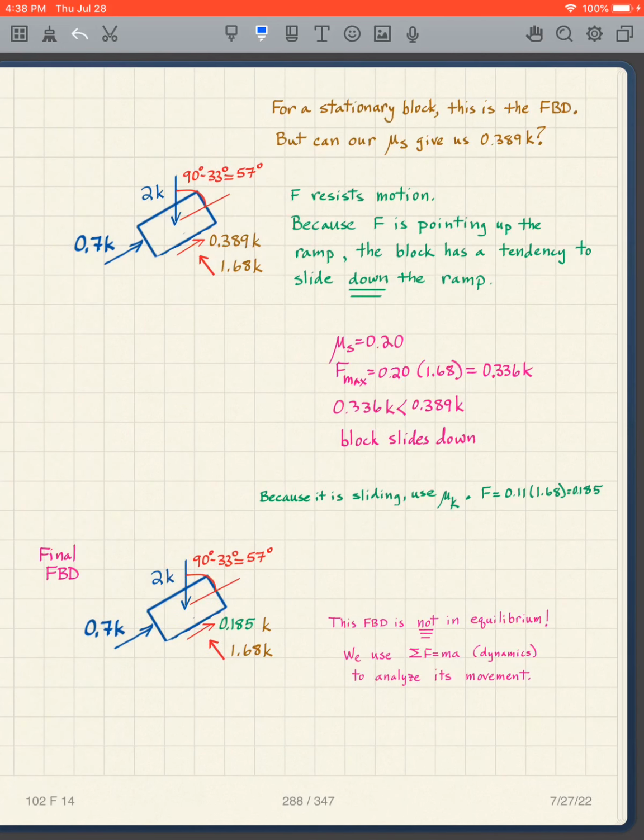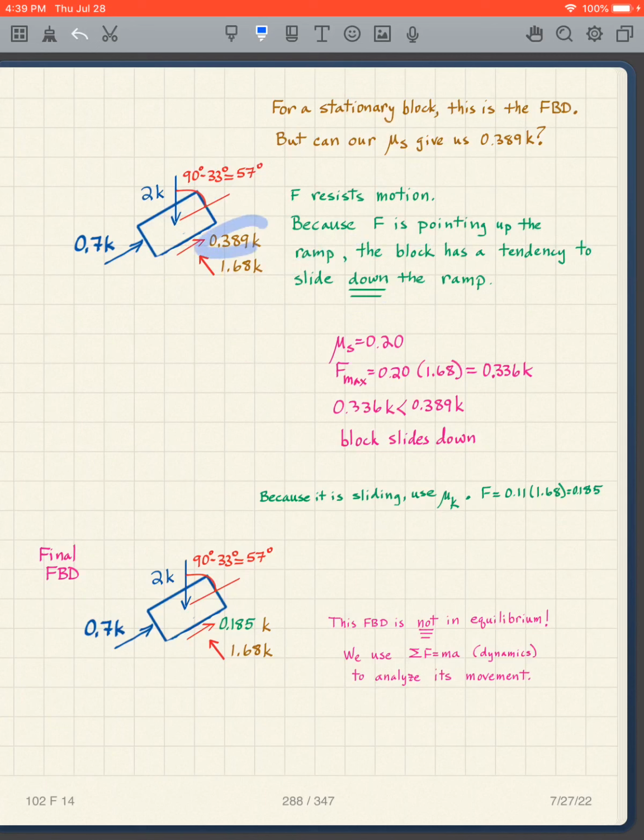When I look and I've found equilibrium, what do I need? This pushing upward like that, remember, the frictional force opposes the motion. It resists the motion, or resists the tendency for motion. So this pushing up that way means that the block wants to go down that way. So the block has a tendency to slide down the ramp.